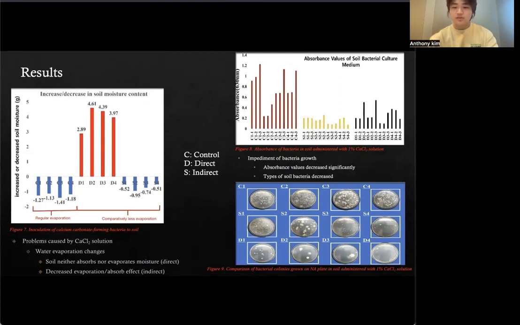Now for the soil bacteria in figure 8, when the calcium chloride was directly and indirectly administered to the soil, the absorbance of soil bacteria was significantly reduced compared to the control soil. There was also a significant difference in bacterial colonies. As seen in figure 9, the control group showed a variety and abundance in bacterial colonies. However, the indirect group and direct group show a significantly decreased abundance of colonies.